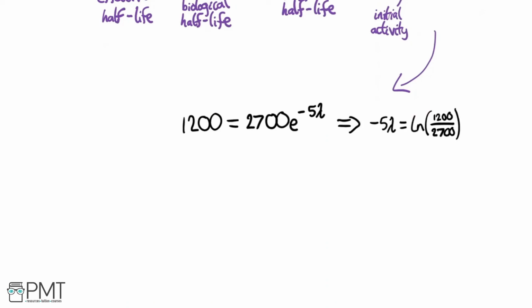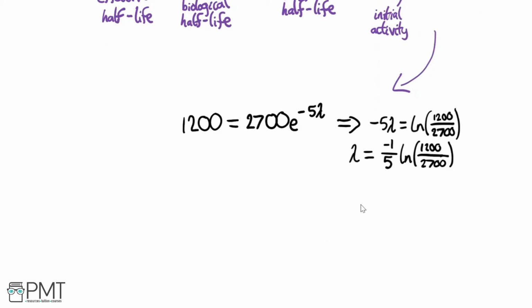So I put an intermediate step there, minus 5 lambda is equal to the natural log, or log to the base e, of 1200 divided by 2700. So lambda is equal to minus 1 over 5 times that same natural log. What you can do is substitute this into the effective half-life equation, or you can just calculate it outright and use that value. Just be careful not to truncate the value too much.